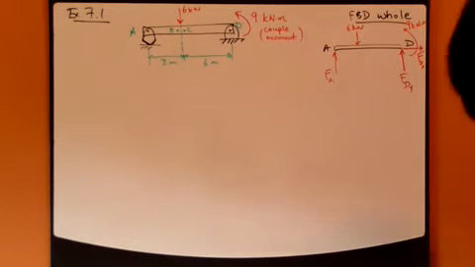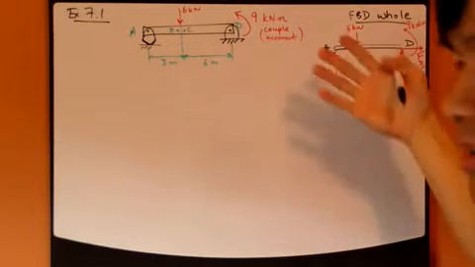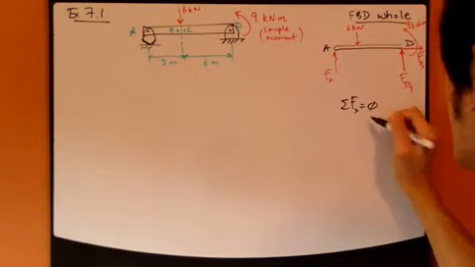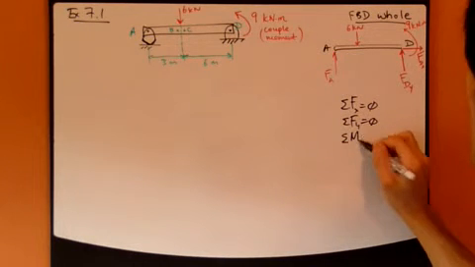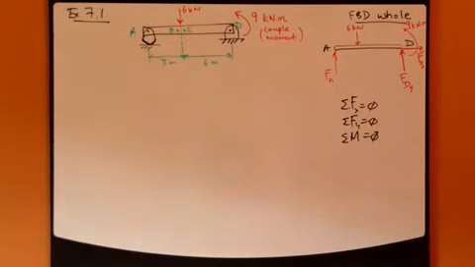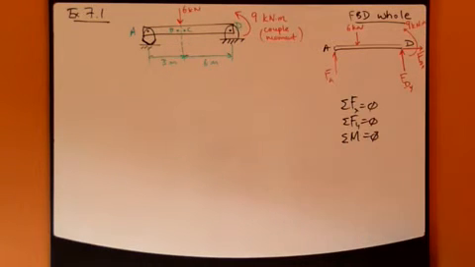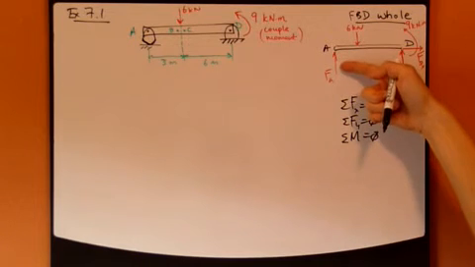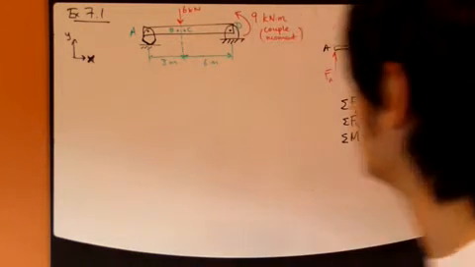How do I find FA? Well, what equation do I have? This AD has to be in equilibrium. So I have the sum of forces in X equal to 0, the sum of forces in Y equal to 0, and the sum of moments equal to 0. Which equation will allow me to find FA? This one is useless because FA is in the Y direction, where X and Y are applied this way, conventionally.